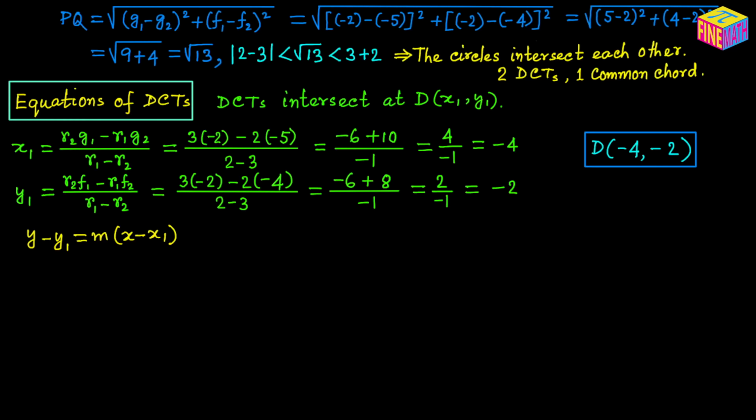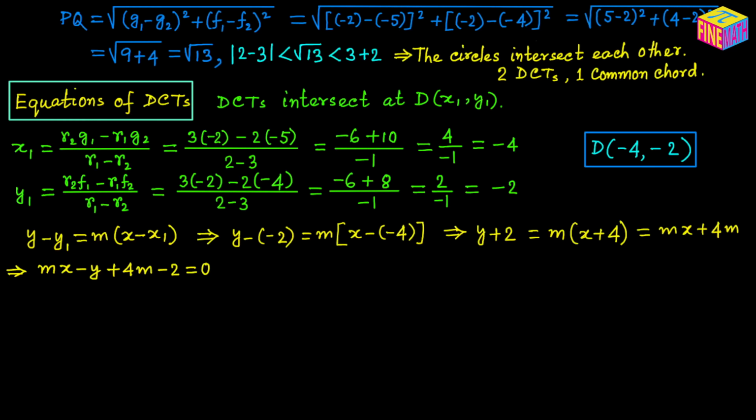Now let's assume that the equation of the direct common tangents is y minus y sub 1 is equal to m times (x minus x sub 1). And if we plug in the values of y sub 1 and x sub 1 and transform the equation, it's going to look like this.